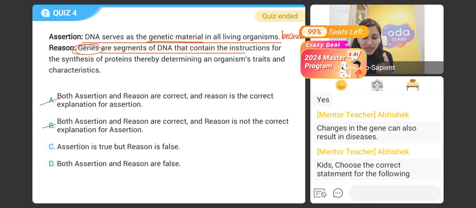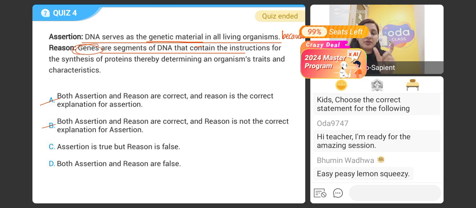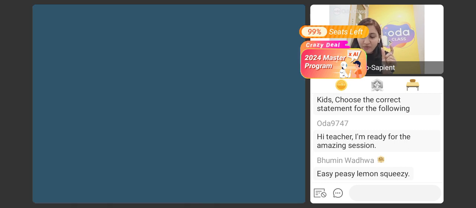Alright, students, is this clear? DNA serves as genetic material because it contains genes, and genes have all the information for a particular characteristic. Alright, so this was easy? Yes.